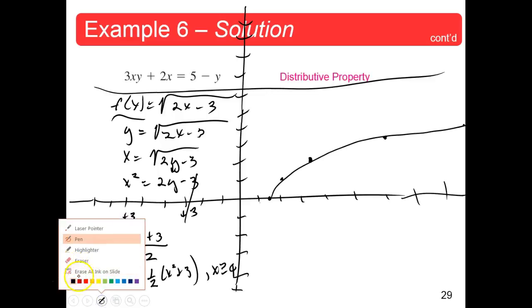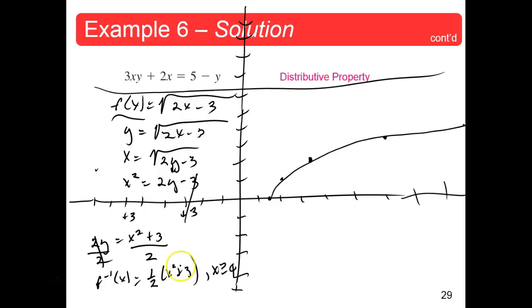If we were to plot points here, we'll just leave it the same. Plot points here. If we plug in, say at x equals 0, what are we going to get? 3 halves. That's 1 1/2. And when we plot x equals 1, you would get 2. And if you plotted x equals 2, you would get 7 halves. And guess what? You get exactly the reflection across that.